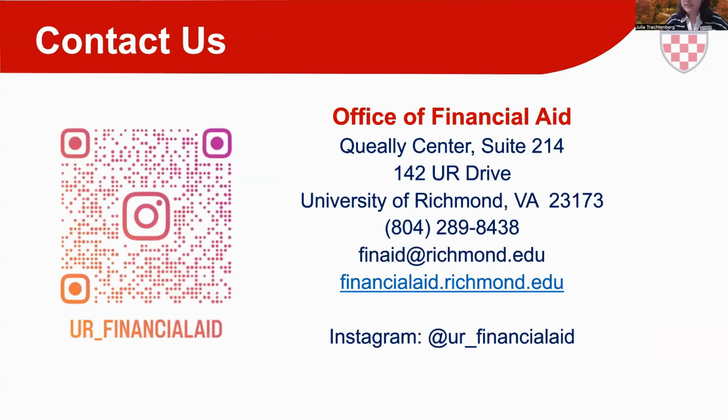And then this is our contact information. We're located on the second floor of the Quealy Center. So if you've come for an admission tour before, it's the same building as the admission office. And we have our email there, finaid@richmond.edu, and also our website, financialaid.richmond.edu, as well as our Instagram, UR_financial_aid. And that QR code will take you there as well.